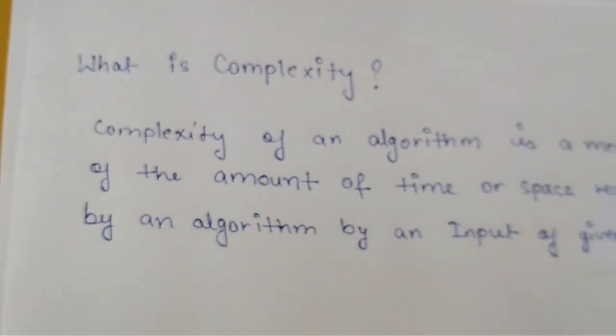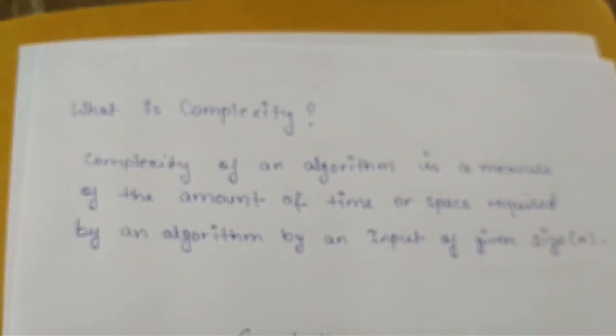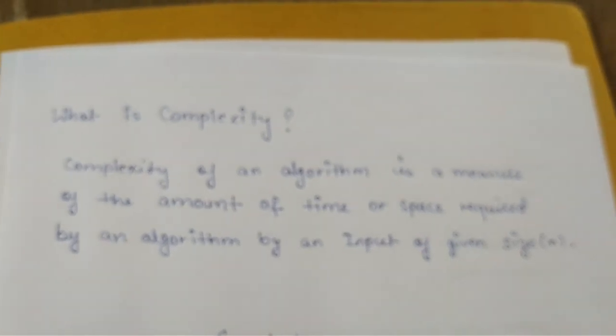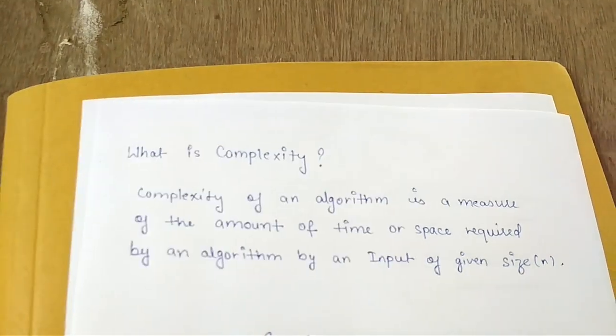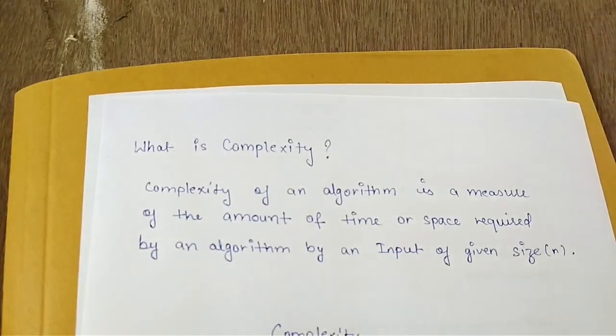Before understanding time complexity, we will look into what is complexity. Complexity of an algorithm is a measure of the amount of time or space required by an algorithm for an input of given size n. For solving a problem, we have different solutions. But to know which solution is efficient, we need to understand how much time it takes and how much space it takes in the CPU memory. That measure is called complexity.